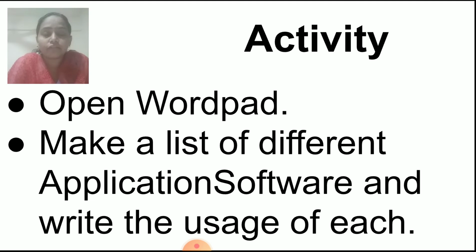The activity is opening WordPad, and we will type a list of application software and write the usage of it in the WordPad. Last time also we did the activity of opening WordPad. I explained the steps to you. So today also we will revise this activity of opening WordPad. Now we will see how to open the WordPad. The steps also last time I explained to you. Today also I will explain the steps to open WordPad.